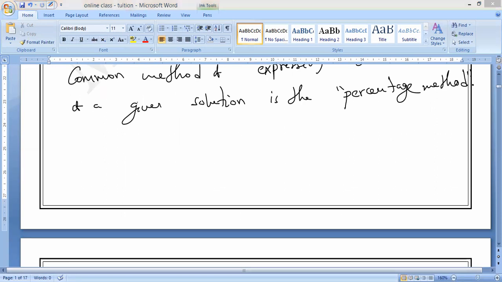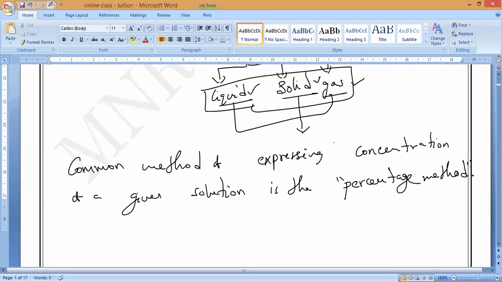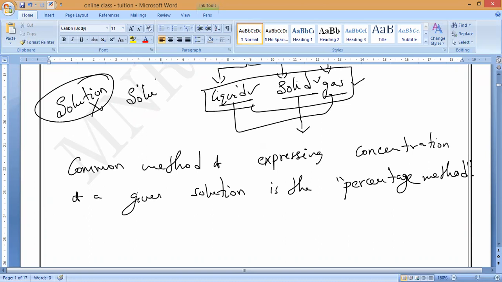This percentage method of expressing the concentration of a solution refers to only the percentage of solute. Do you understand, guys? So whenever I say concentration of a solution, it is referring only to the solute. Concentration of solute, that is what you have to remember. We will never talk about the solution. Whenever I say concentration, we only talk about the solute. How much amount of solute is present? Less amount or more amount? That is all we talk about.